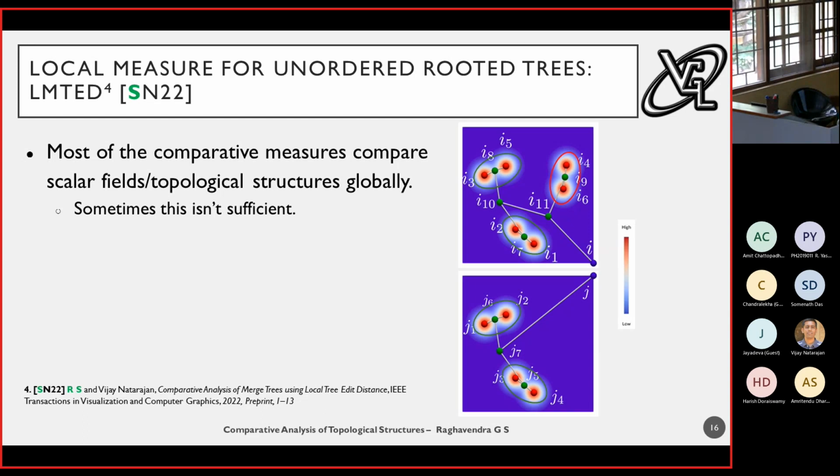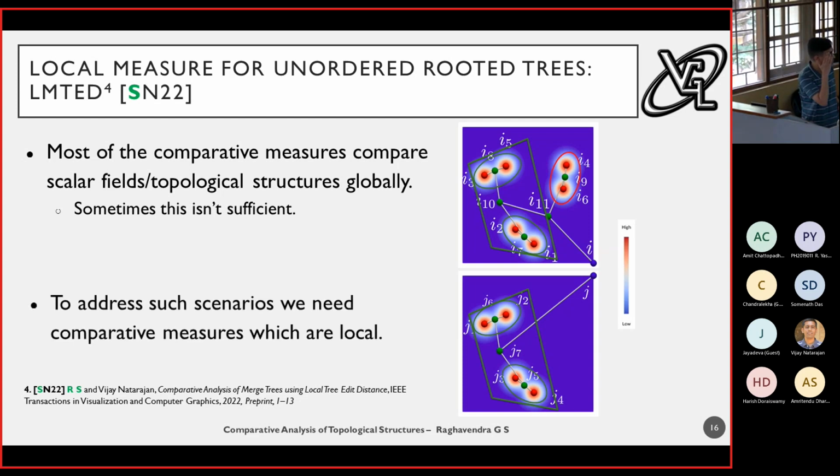So it means that locally there are similar regions in the field, but a global distance won't be able to capture it. Also, this kind of similarity is hierarchical. There are multiple levels of such similarity, and a global distance would again fail to capture such similarities. So what we want is to address such scenarios and provide comparative measures which are local.